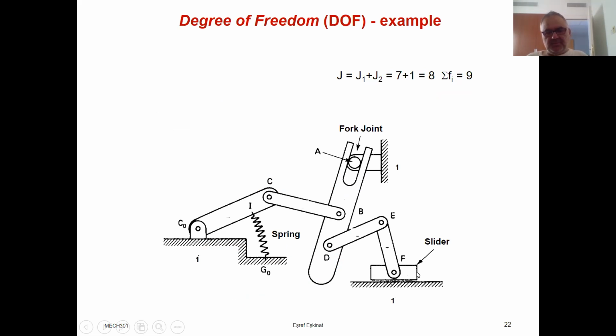1, 2, 3, 4, 5, 6, 7 is the prismatic joint. And this joint is called a fork joint, or it's a cylindrical joint. It allows two motions, as you see. It's prismatic, and also it allows rotation. So it has a degree of freedom of two.